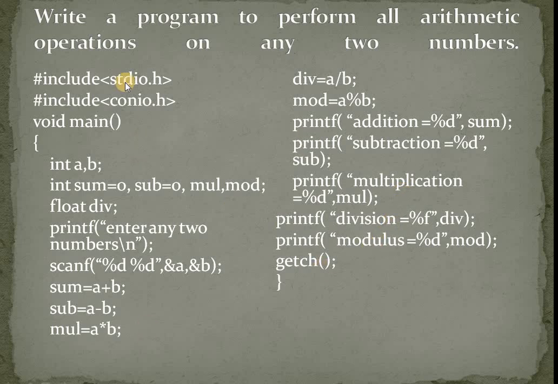Here I have written the program in 2 columns because it does not fit on one page. You have to continue after here: mul is equal to a into b semicolon, div is equal to a slash b and so on. I have just given it on the screen, so I have used 2 columns. So just execute this program and see if you get the correct answer.